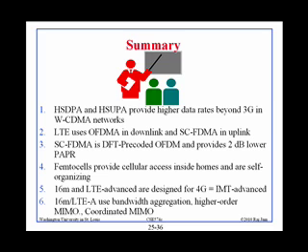Femtocells provide cellular access inside homes and are self-organizing. So the key thing about this femtocell is self-organizing. 16m and LTE-Advanced are designed for 4G. So those are the 4G technologies. But if you go to Sprint today and you get their wireless WiMAX connection, they call it 4G. So they are selling WiMAX as 4G.